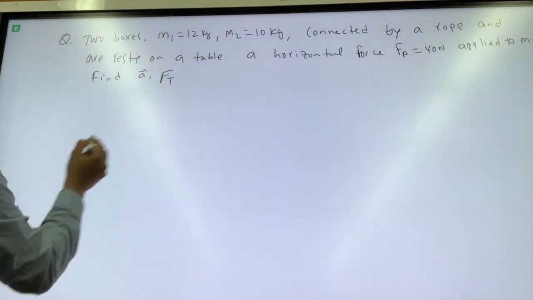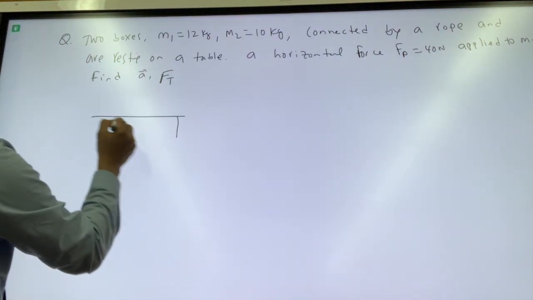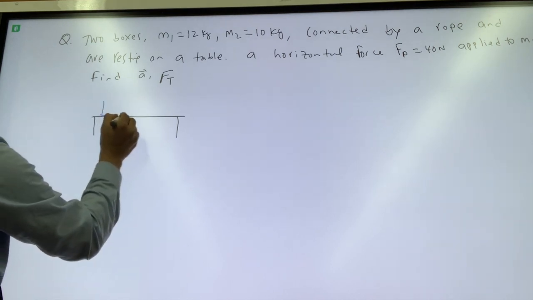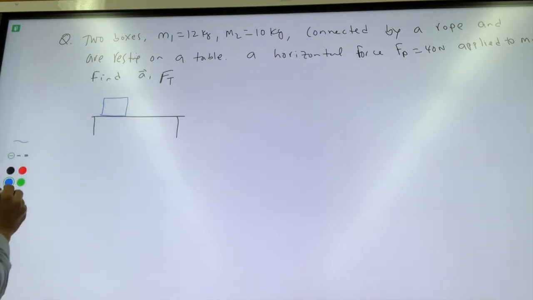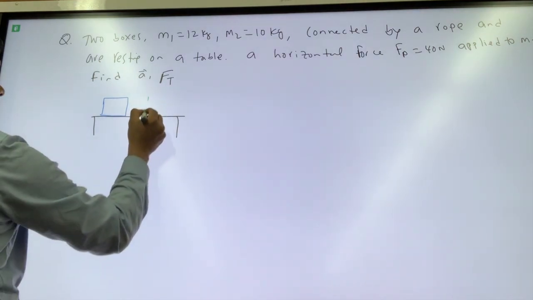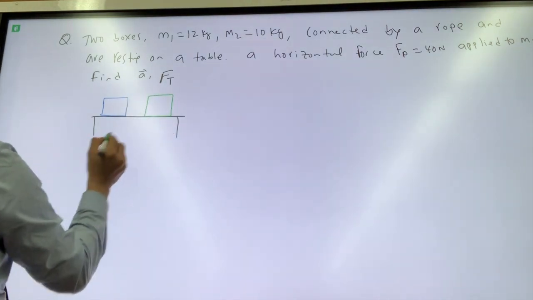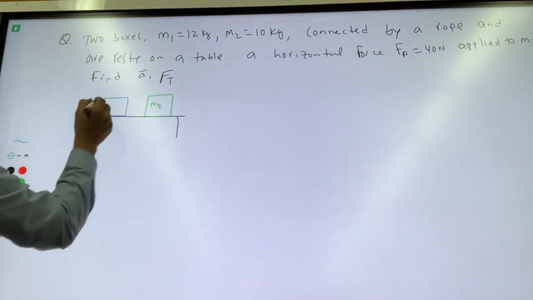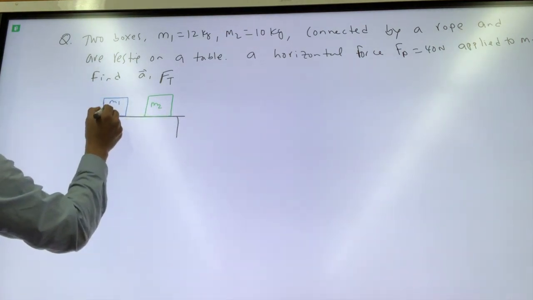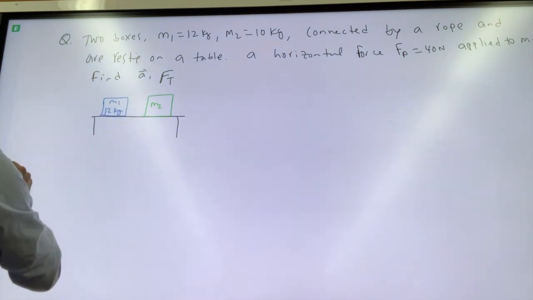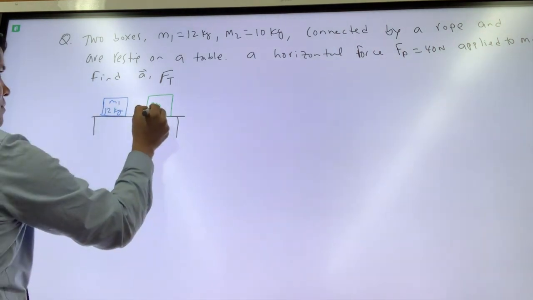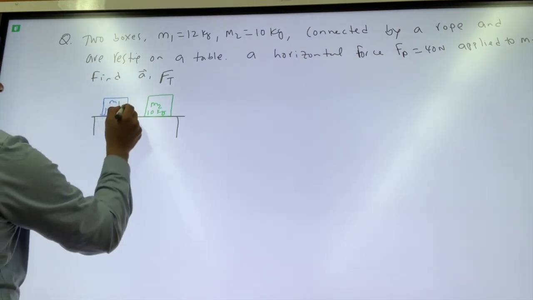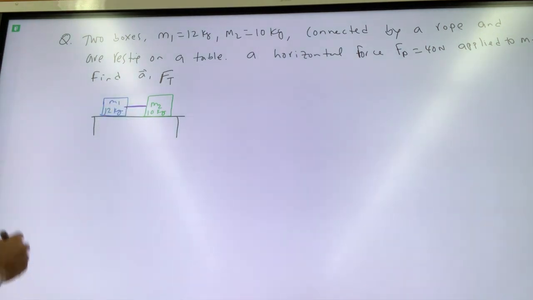Two boxes, box number one and box number two. Box number one is 12 kilograms and box number two is 10 kilograms. They are connected by a rope.